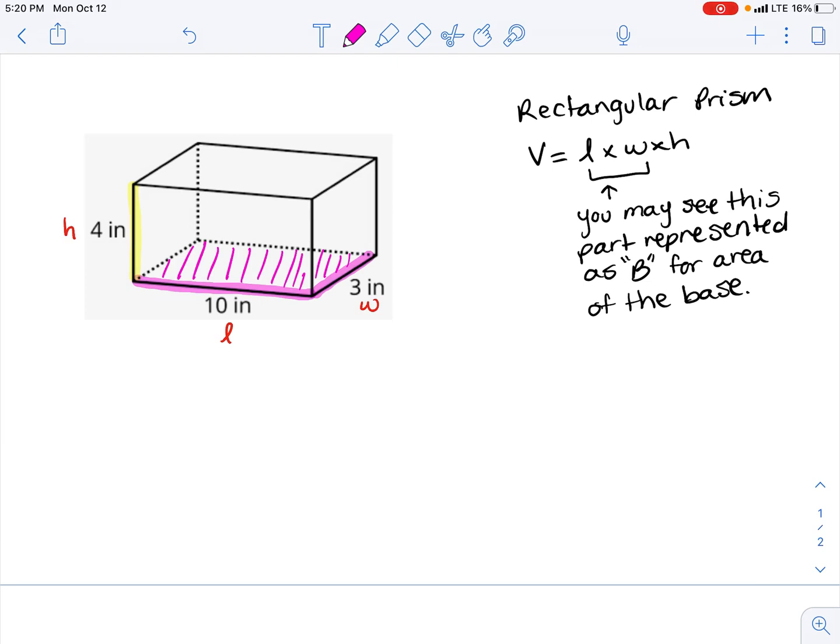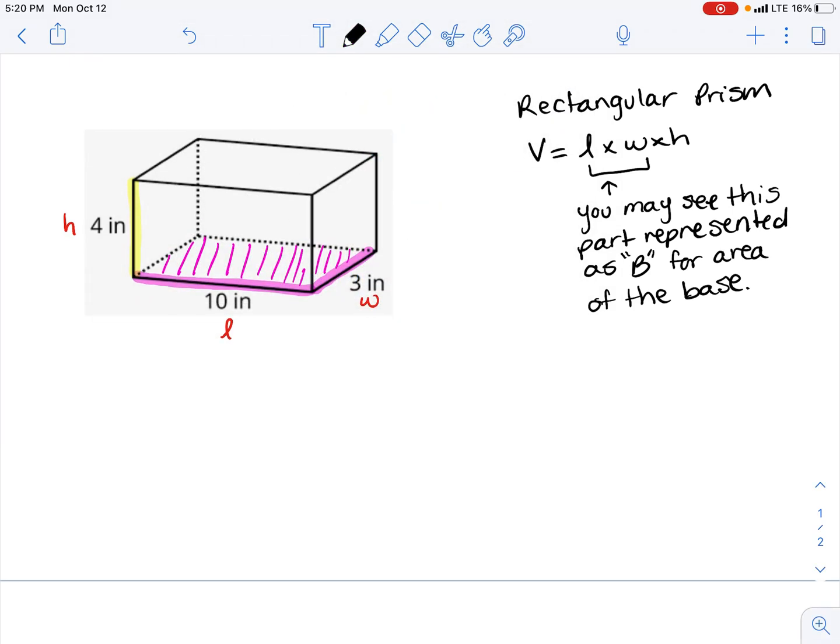Now, using the formula to figure out the volume of the rectangular prism, the volume is equal to the length times the width times the height. So this is going to be 10 times 3 times 4, plugging into the formula, because my 10 is my length, my 3 is my width, and the 4 is my height. Now, multiplying these numbers out, working from left to right or just using your calculator, 10 times 3 is 30, times 4, which is equal to 120 inches cubed.